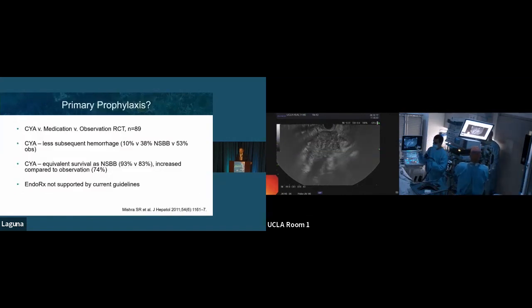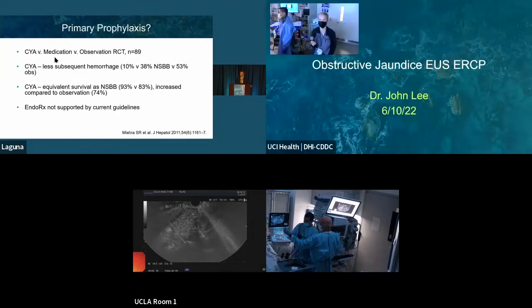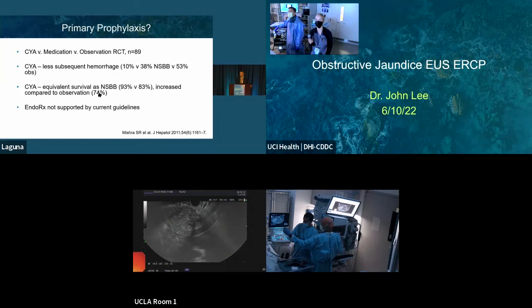So, a quick word on primary prophylaxis. As it stands now, as I mentioned, cyanoacrylate is really the standard for acute bleeding and secondary prophylaxis, as well as glue and coil. But what about primary? This was a randomized trial, including 89 patients, looking at glue versus medication versus observation. Cyanoacrylate injection had less subsequent hemorrhage and equivalent survival to non-selective beta blockers. And so the argument was made, perhaps cyanoacrylate should be used for primary prophylaxis. But at this point, the AASLD does not support primary endoscopic prophylaxis.